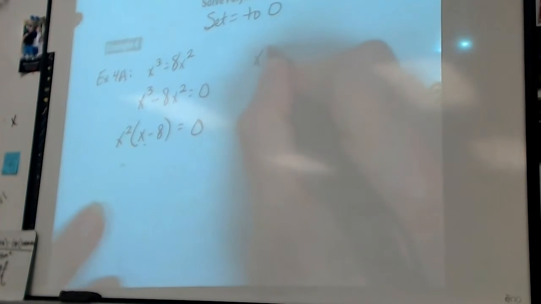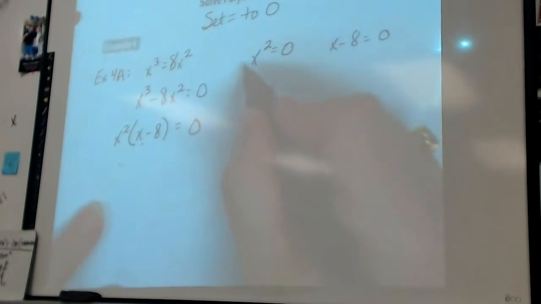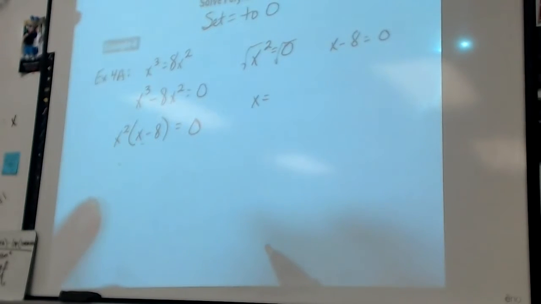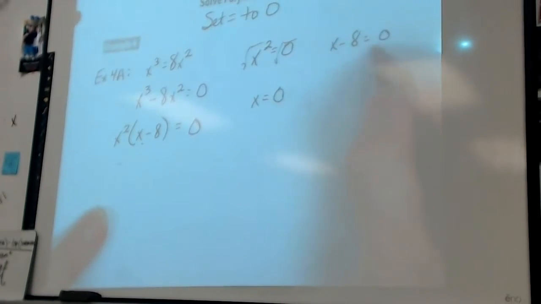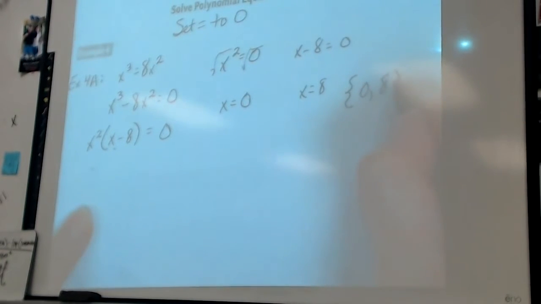So x squared equals 0, and x minus 8 equals 0. So take the square root. What is the square root of 0? 0. Okay? If we have x minus 8 equals 0, what is x going to be? 8. So our solutions are 0 and 8.